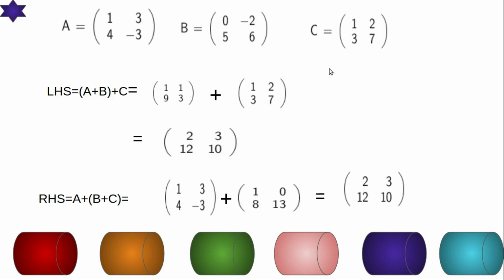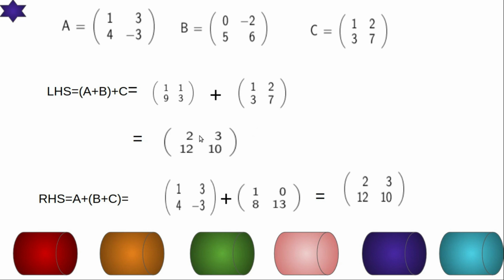Here we have three matrices A, B and C. A is matrix 1, 3, 4, minus 3. B is 0, minus 2, 5, 6, and C equal to matrix 1, 2, 3, 7. Now consider LHS. A plus B, add these two, A and B. A plus B is 1 plus 0, 1, 3 plus minus 2, 1, 4 plus 5, 9, minus 3 plus 6, 3. Then plus C, 1, 2, 3, 7. 1 plus 1, 2, 1 plus 2, 3, 9 plus 3, 12, 3 plus 7, 10.